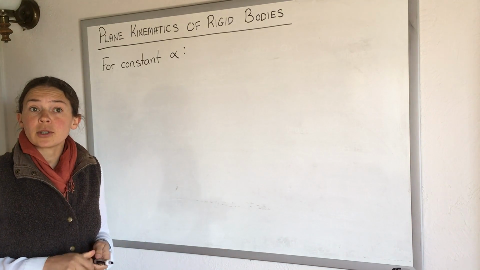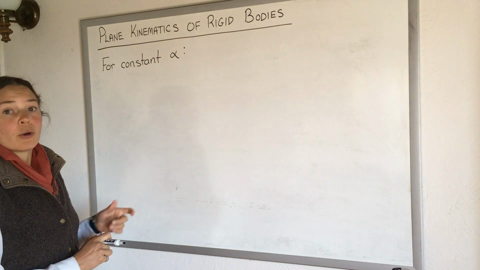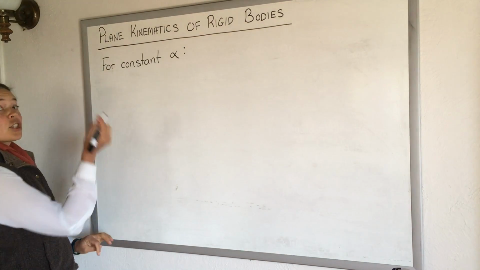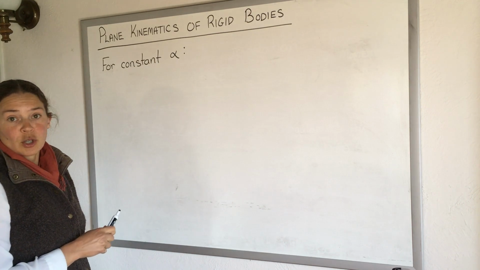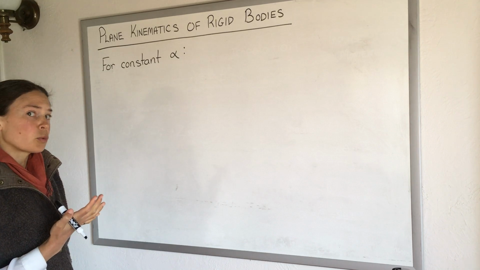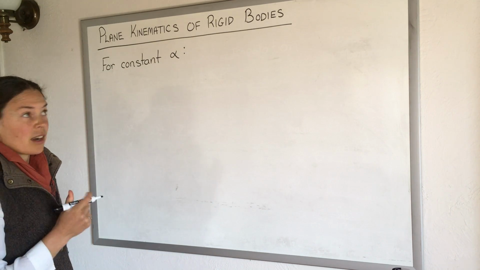We had some from earlier in the semester, and now I'm going to bring in a few more that I think will be helpful. And there's 3 of them for the situation with constant angular acceleration, alpha. And all of this should look really familiar, and we'll talk about why at the end of this video.